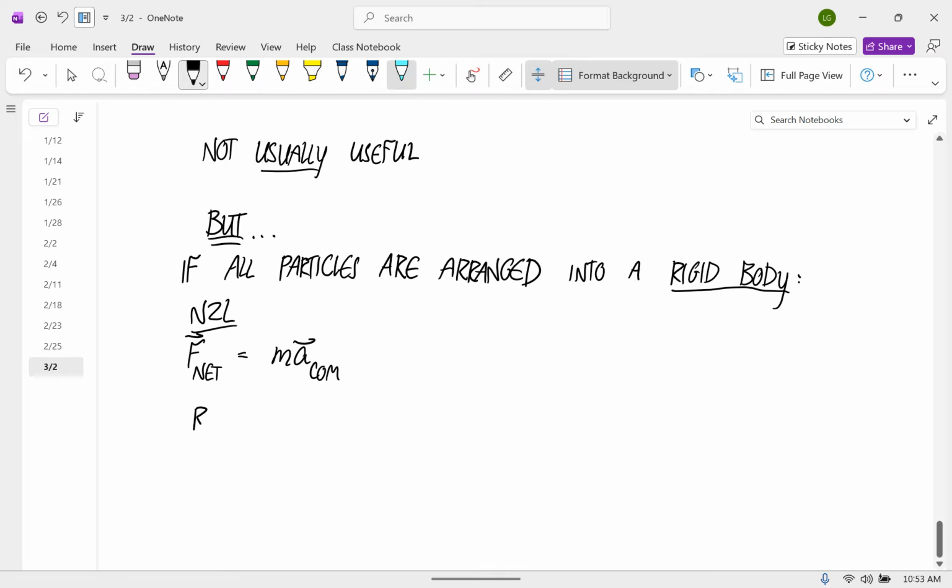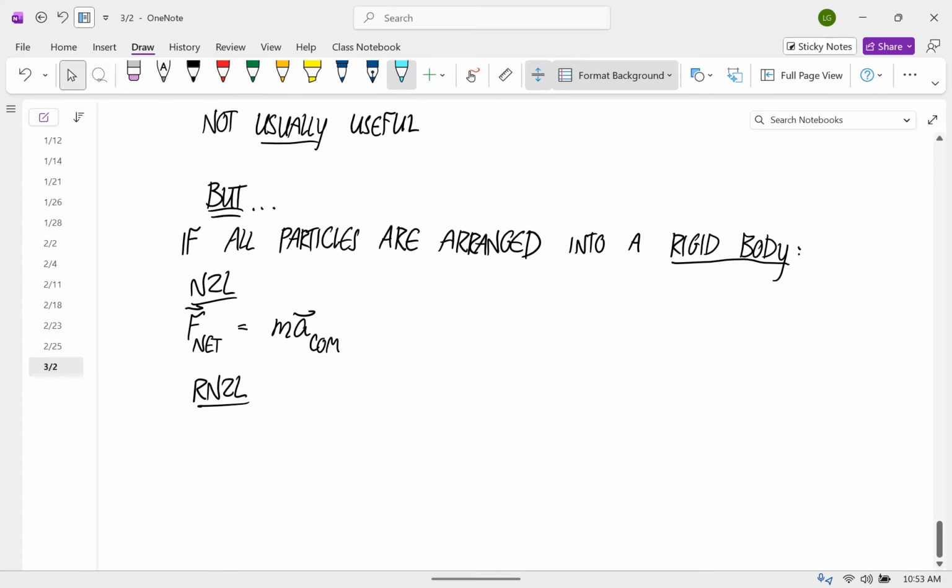And rotational Newton's second law says that the net moment about A is equal to the mass moment of inertia about A times the angular acceleration vector.